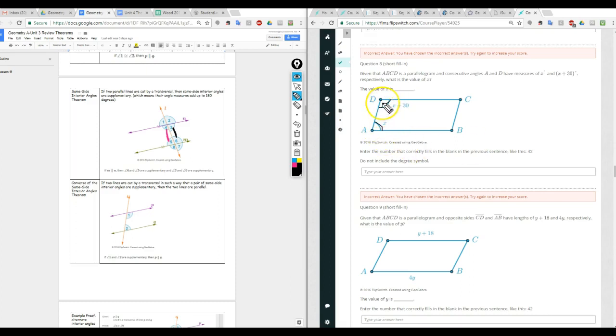Well, angle A and angle D are consecutive angles, and in a parallelogram, consecutive angles add up to 180 degrees. So that's how they're connected. So their angle measures add up to 180 degrees. So angle A plus angle D is going to equal 180. So now we have to use substitution. Angle A is represented by x. Angle D is represented by x plus 30.